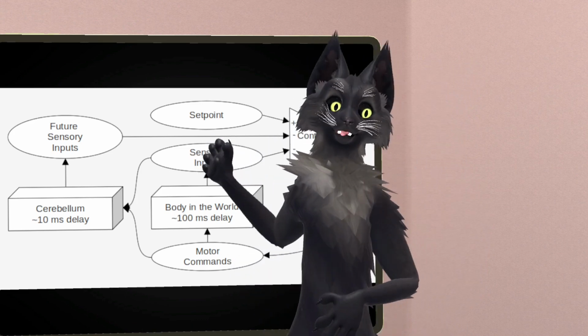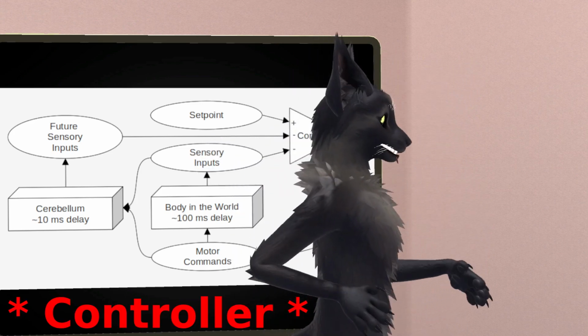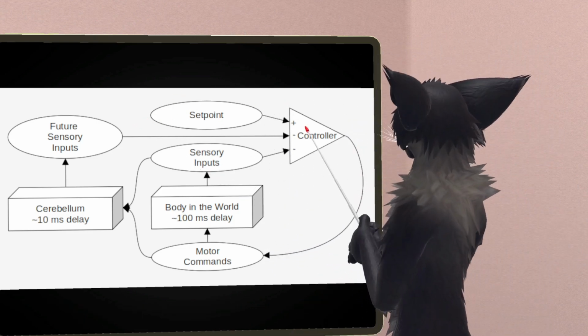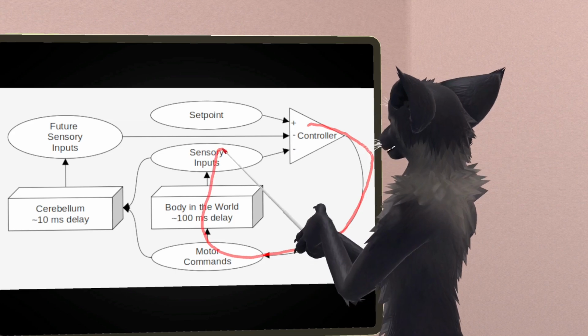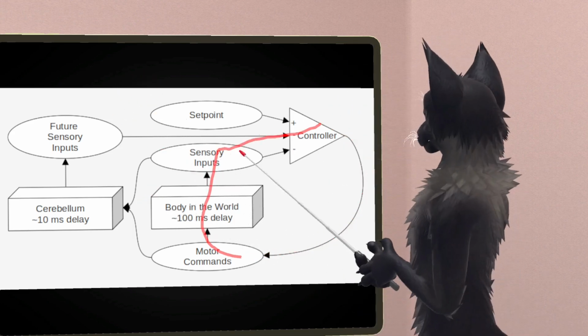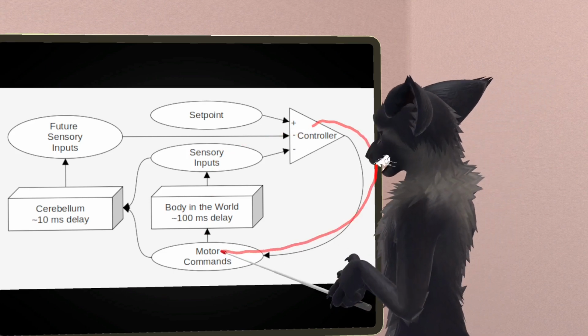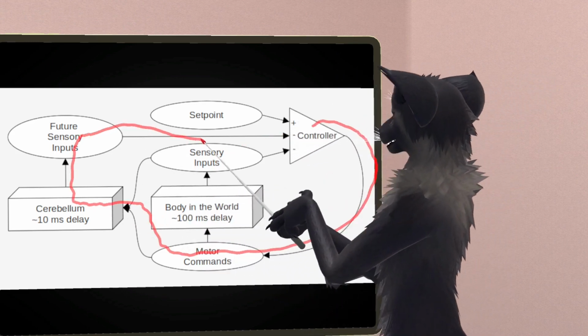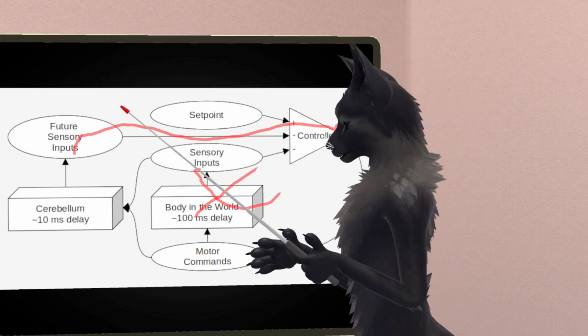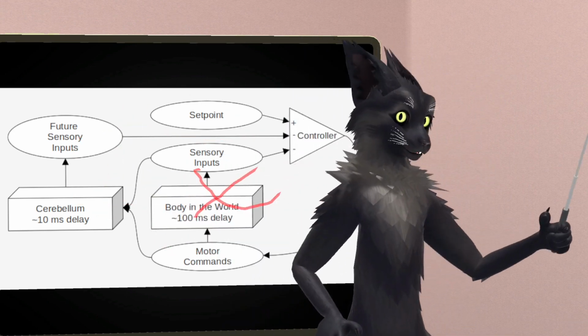Now let's analyze this diagram for a moment. The cerebellum now participates in two different feedback loops. We have one feedback loop through the real world with our 100 to 200 milliseconds of latency, and then we have this other feedback loop through the cerebellum, and that one bypasses the real world and instead uses a predictive model of the real world.